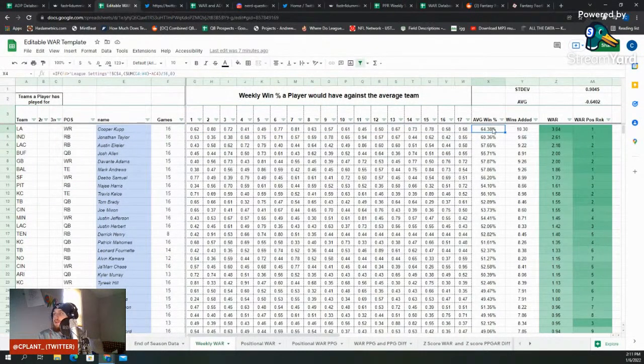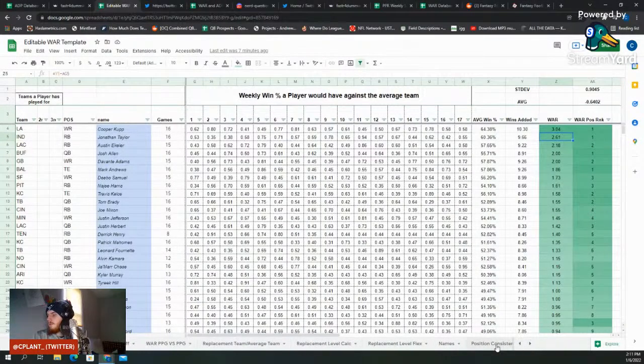And then here is the average win percentage that he got the whole season. Now, it's set up so that every time there's a week that they don't play, it's replaced by what the replacement level player would get.